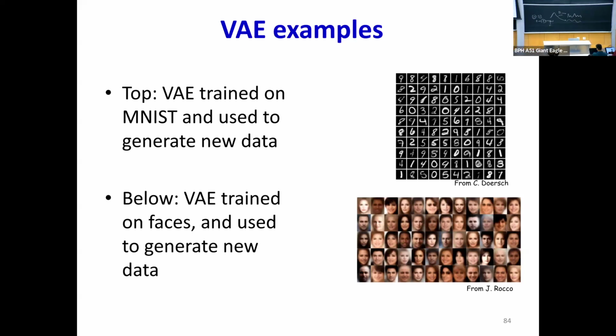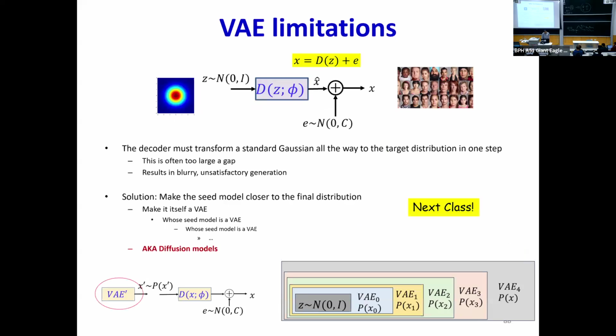So why don't I use that itself as a seed for my autoencoder? Which means that I can make my P of z itself be the output of something. But then I can nest it. I can have an autoencoder seed an autoencoder, seed an autoencoder, seed an autoencoder. One particular version of this gives us this famous class of models called diffusion models. And so we will cover that also in the next class.